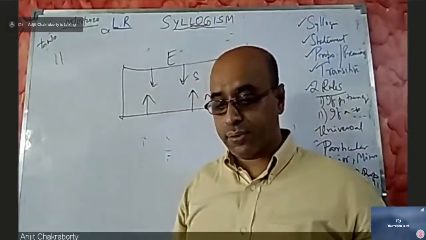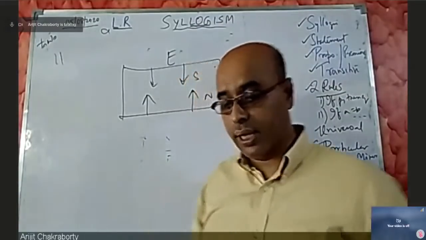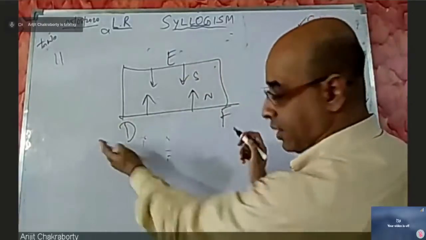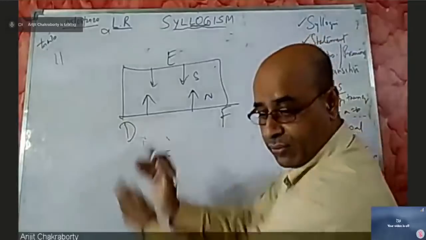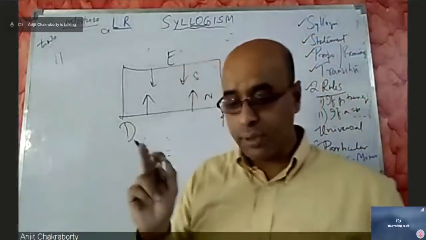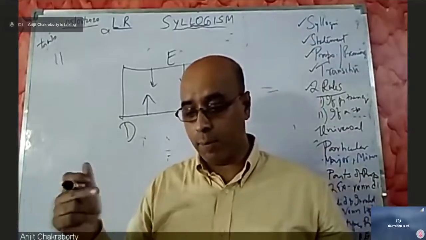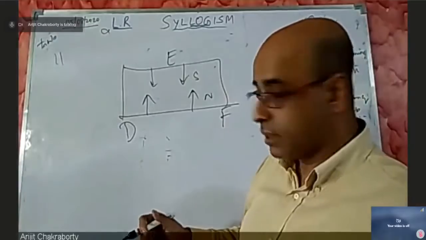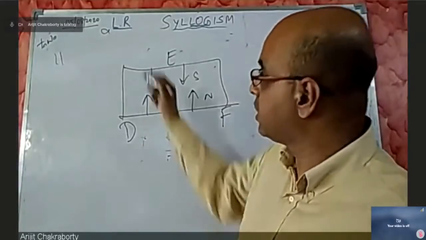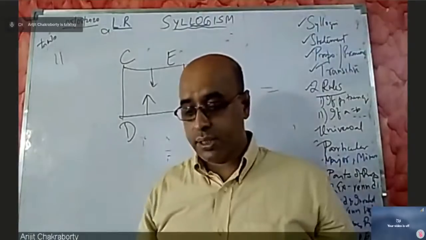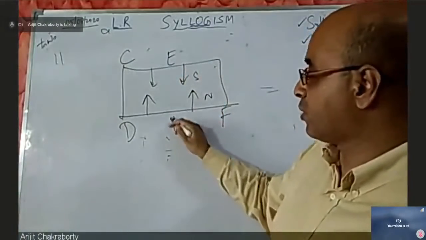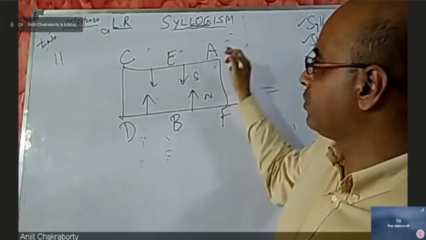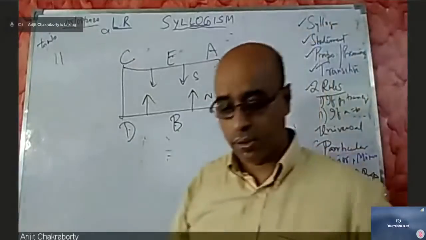D is second to the left of F. I am keeping D here and F here. C, the neighbor of E, is facing diagonally opposite. C is the neighbor of E, so I am keeping C here. B is the neighbor of F, so B and F is here. So that means I am getting CEA in the first row and DBF in the second row.